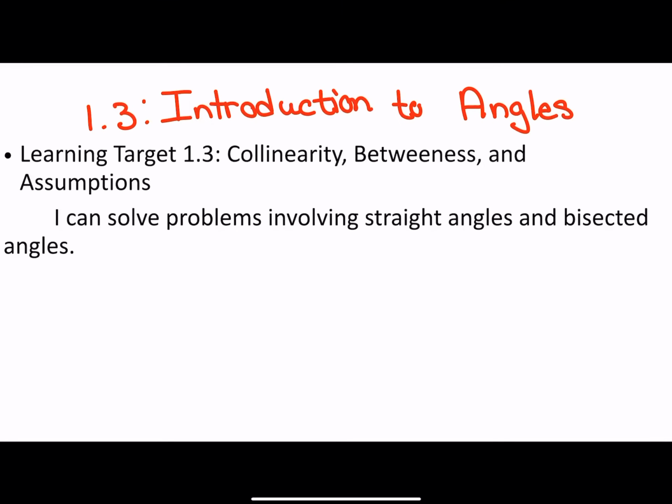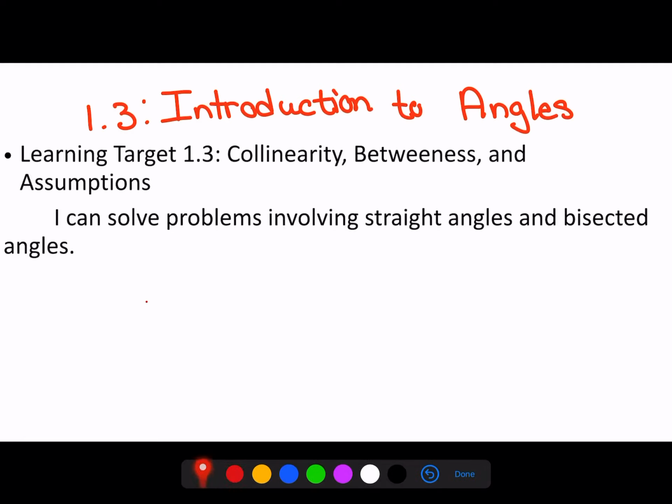Alright guys, today we are going to be starting up on 1.3, Introduction to Angles. Our learning target for the first part of today will be collinearity, betweenness, and assumptions. So those are the topics that we will be covering in this first video. In the second video, part B of this, we will be covering the second learning target: I can solve problems involving straight angles and bisected angles. So let's go ahead and get started on our first learning target, collinearity, betweenness, and assumptions.